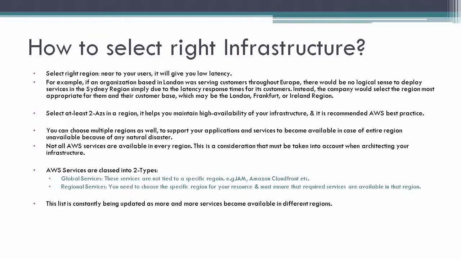The list of services available in a region is constantly being updated as more and more services become available in different regions. So it is not true for all time that if some specific service is not available in a specific region, it will never be added. In future it may be added. So you need to always check which services are newly added in your particular region, so you can take benefit and start utilizing those services.